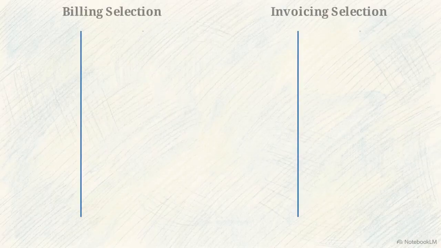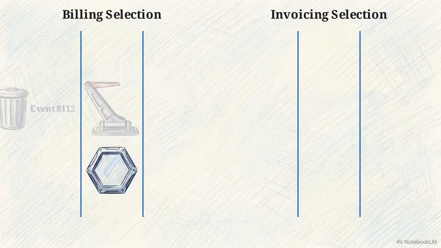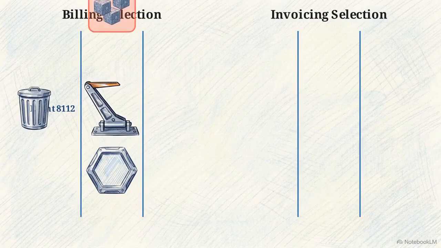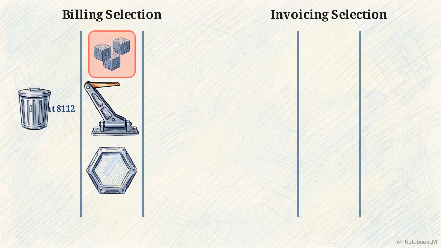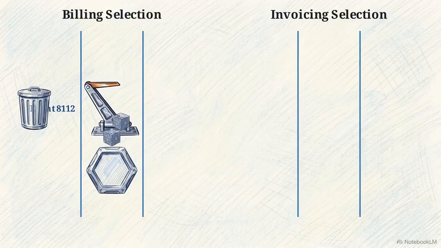When standard configuration falls short, developers intercept the system using event 8112. This function module allows you to write custom ABAP logic to check the selection scope and exclude complete processing packages before they ever enter the funnel.